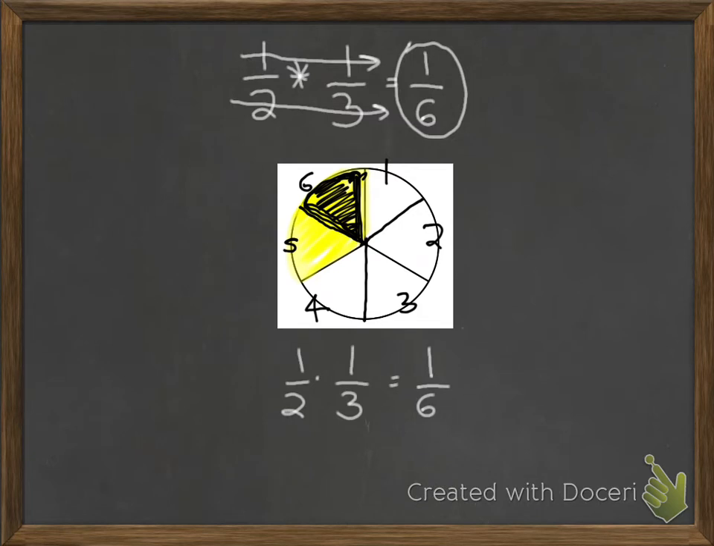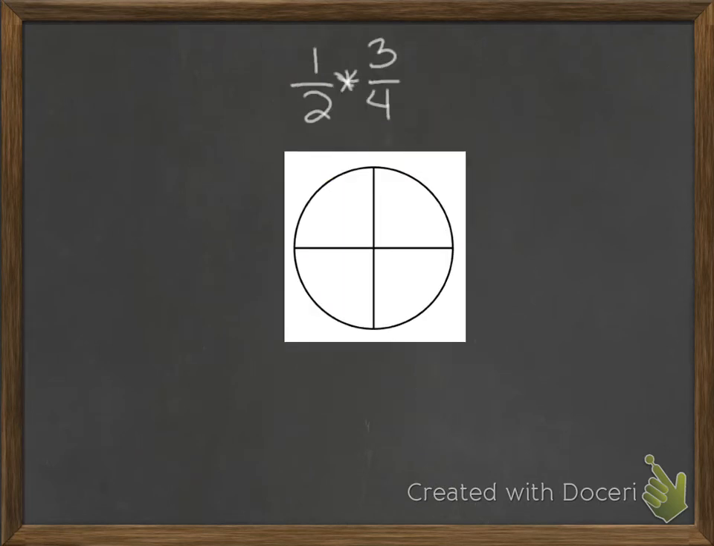Let's do another example. Okay, in this problem I have half of 3/4. So down here, I'm going to color in 3 of the 4 sections, okay? And again, this picture is representing 3/4. So I want to take half of that. So again, I'm going to take all of my slices and I'm going to cut them in half, okay? So now let's count the number of slices I have.